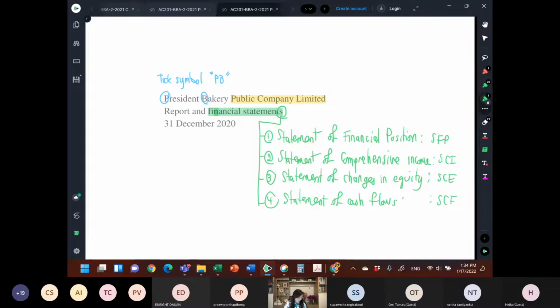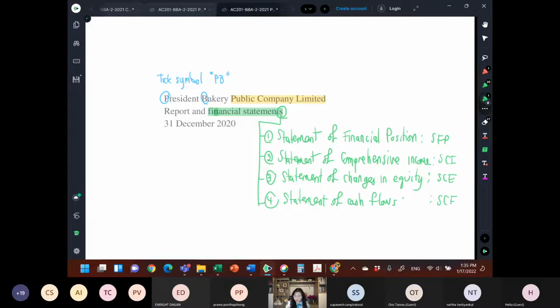So the responses that you have are all correct. There are 4 financial statements altogether. The first one is the statement of financial position. The second one is the statement of comprehensive income. The third one is the statement of changes in equity. The fourth one is the statement of cash flows. I arranged them in the order that you will see them here in the pack.